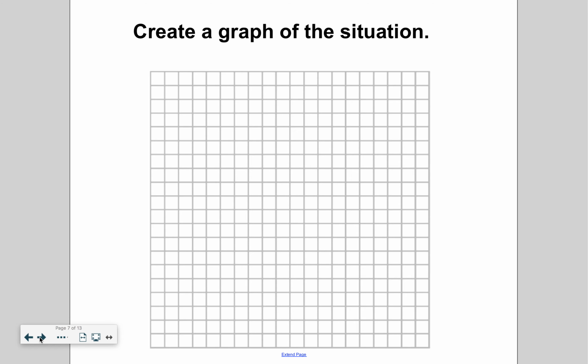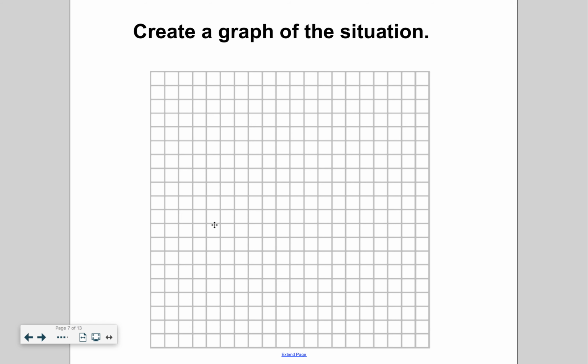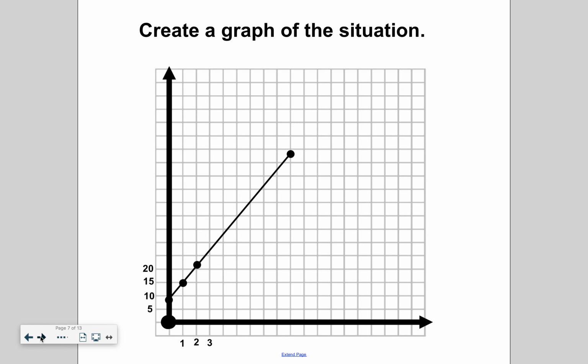All right, so create a graph of the situation. So again, your numbers in your table may be different, but you have points here, (1, 15), (2, 22), (5, 43). You have different ones. And we're going to graph the situation. Now remember, you don't need the big coordinate plane with 4 different quadrants because you don't have negative numbers. Negative numbers don't make sense for our problem. So you can just make kind of the one quadrant where they're all positive and then plot your points. So please push pause and do that now.